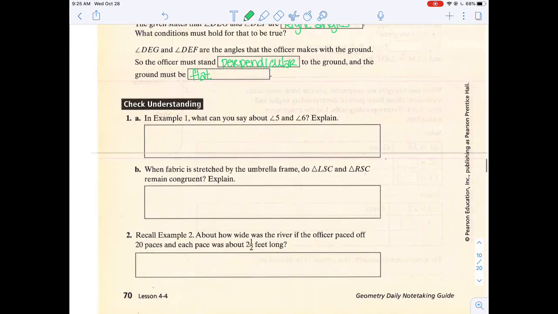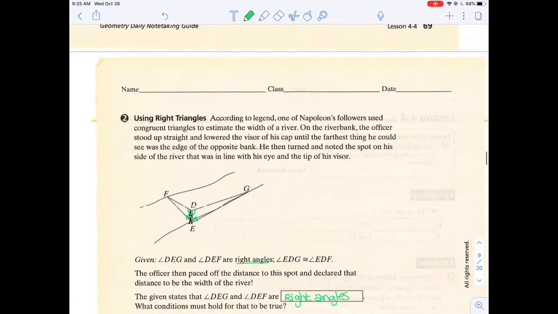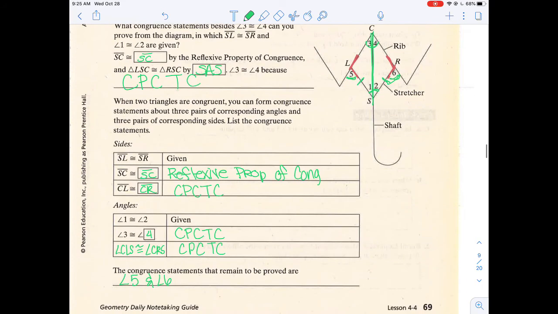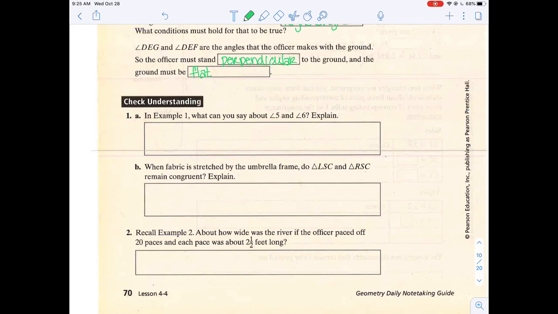So what I need you to do now are the check for understanding problems. There's only these 2 questions. Number 1 has 2 parts. Number 1, in example 1, what can you say about angle 5 and angle 6? So earlier we said, hey, we didn't say anything about a congruence statement for these 2. What can we say now, knowing all this other information up top? Then it says, when the fabric is stretched by the umbrella frame, do the triangles remain congruent? Yes or no, explain why.